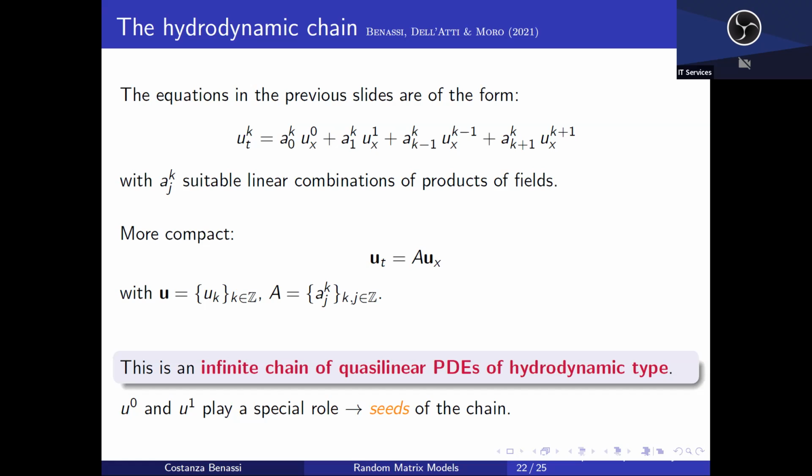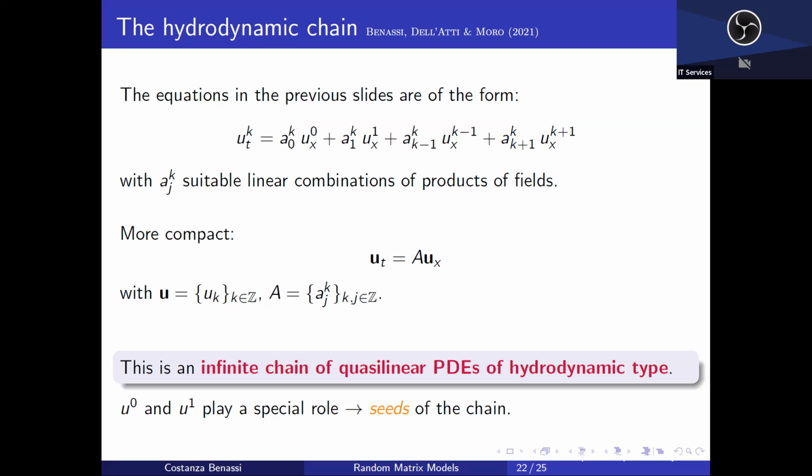And of course, here you have these coefficients, but if you go back to the equations, these coefficients depend just on a finite number of fields as before, typically the neighboring ones, on U_0 and U_1. So we can write it in a more compact matrix form. Here U would be this infinite vector of fields from minus infinity to infinity, and A would be the matrix of these coefficients. And so you can just write it in this compact form.